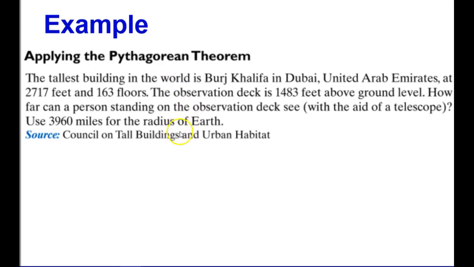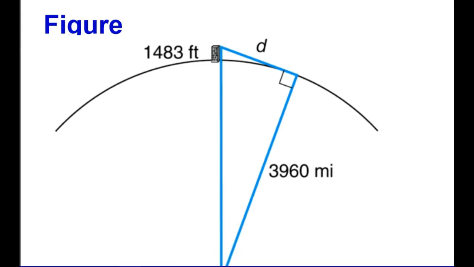So now we're going to apply this Pythagorean theorem. The tallest building in the world is in Dubai, which is in the United Arab Emirates, at 2,717 feet and 163 floors. The observation deck is 1,483 feet above ground level. How far can a person standing on the observation deck see with the aid of a telescope? We're using the Earth's radius, which is 3,960 miles, to help us figure this out. So the first thing we always want to do is draw a picture. And here's our picture. We're going to use the radius of the Earth, because I know this distance now, and I know this entire distance, so I'm finding the third side of a right triangle.